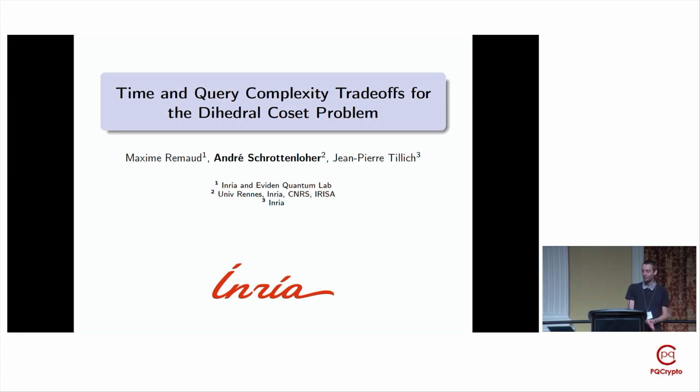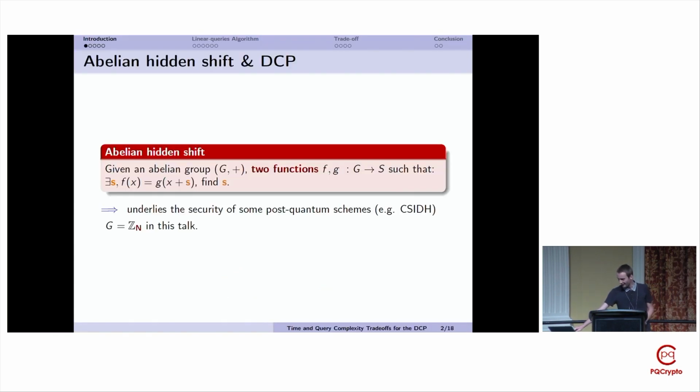Thanks for the introduction. So this is joint work with Maxime and Jean-Pierre about trying to find trade-offs on algorithms to solve the Dihedral Coset problem, which is also, well, basically we're solving the abelian hidden shift, and it's also sometimes called the Dihedral hidden subgroup, but basically it's the same thing.